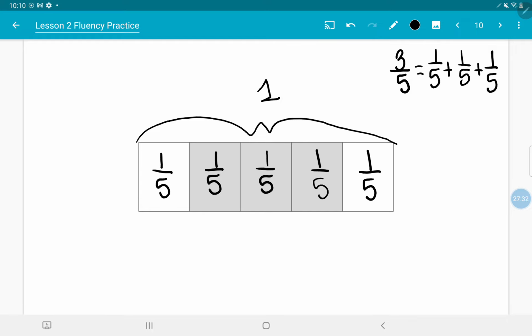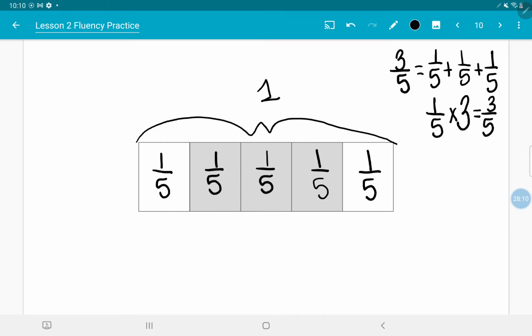How could I write that as a multiplication equation? What could I do to write that as multiplication instead of addition? 1 times 3. 1 times 3 would not equal 3/5. What is it, Jacob? 1/5 times 3. Exactly. My unit or each piece is 1/5. I have 3 of the 1/5 pieces shaded, and that equals 3/5.